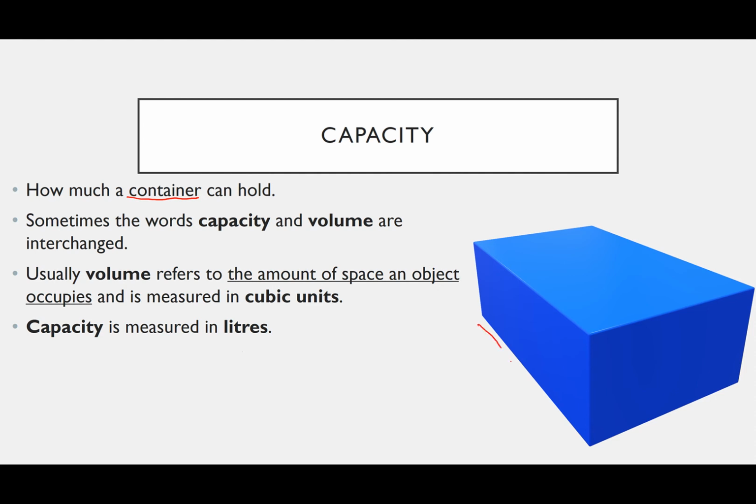So you would measure the length of the box, the height of the box, and also the width of the box, in order to determine the amount of space that the object can hold or occupies. And cubic units, if we think of what a cube means, it means 3. And there are 1, 2, 3 measurements there.